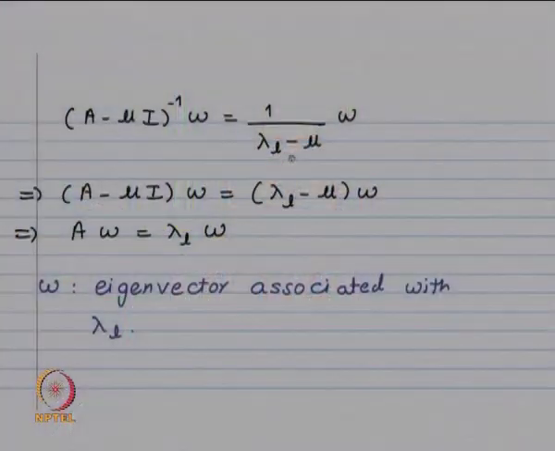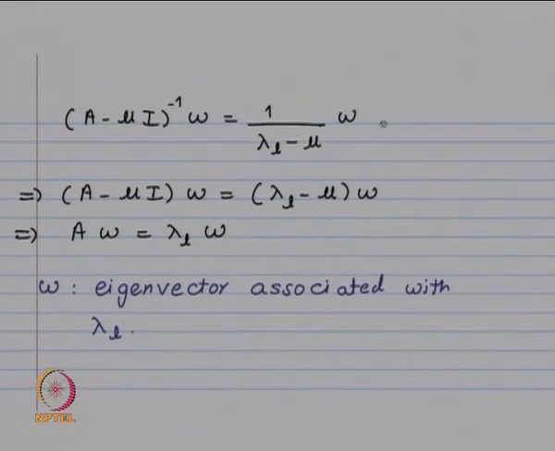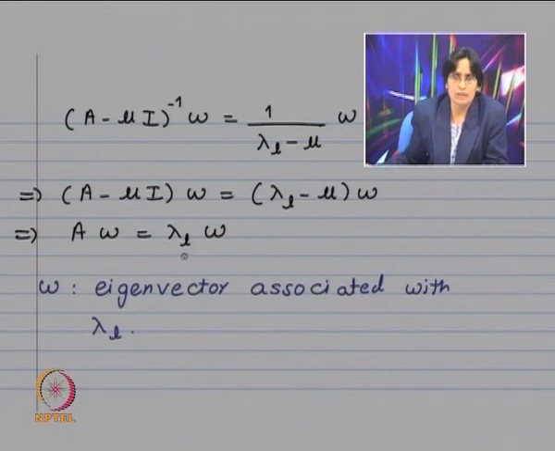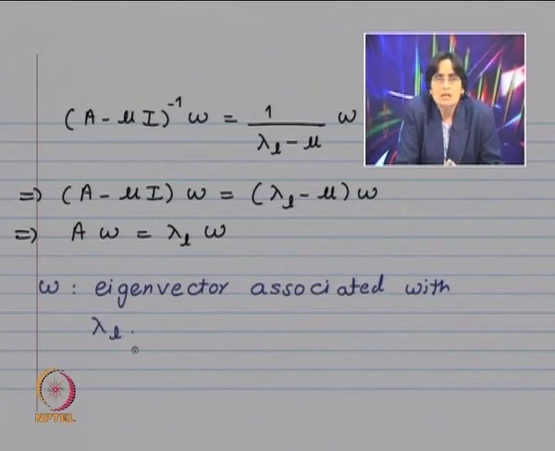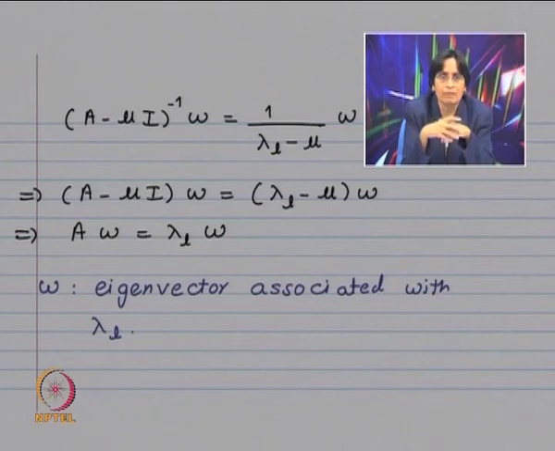But this W is also going to be an eigenvector of A associated with eigenvalue lambda l. So, (A minus mu I) inverse W is equal to 1 upon (lambda l minus mu) W. That will mean that (A minus mu I) W is equal to (lambda l minus mu) into W. So, this mu W will get cancelled, and then you are left with A W is equal to lambda l W. So, W is an eigenvector associated with lambda l. Thus, the iterates we define in the inverse power method involve matrix (A minus mu I) inverse. You get a limiting vector W, and this W is going to be an eigenvector of A associated with eigenvalue lambda l.